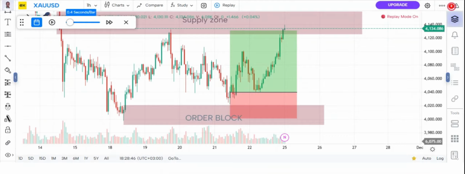Exactly as we expected it, and we are here. Basically, what the market did is that it ricocheted exactly where we wanted it to, and then it has hit our supply zone. So there we go, and we have made that for today.